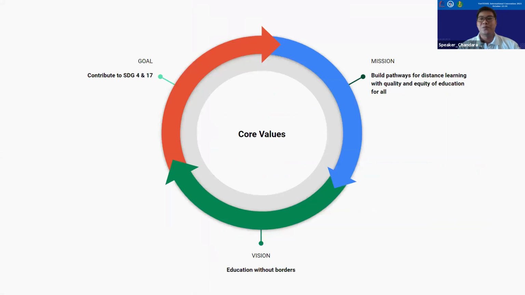CDL's main goal is to contribute to Sustainable Development Goals 4 and 17. Our mission is to build a pathway for distance learning with quality and equality education for all. And we believe that one day education will be free for all, and we want to see no barrier between students who are living in the countryside and those who are living in the city, meaning education without borders. So these are our main core values.